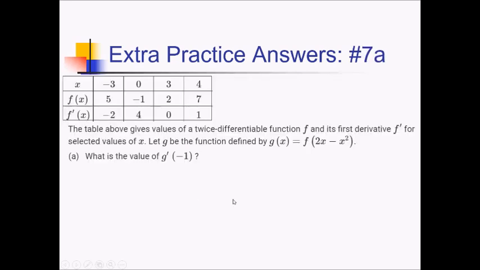For this calculator-based free response problem, we've got a table of values for f and its derivative, and we've got this g function that's defined as f of 2x minus x squared.